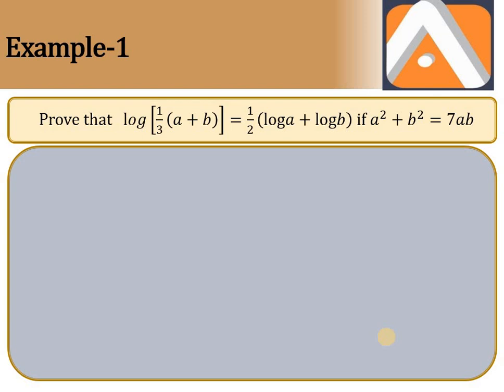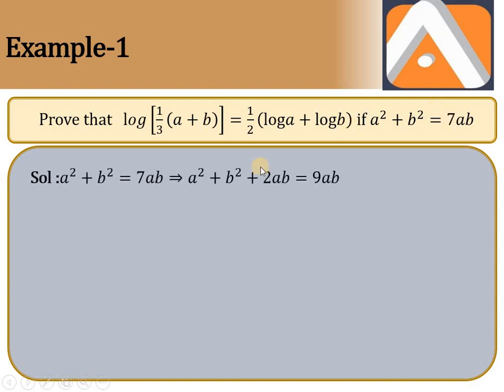They are asking to prove log of (a plus b) upon 3 is equal to 1 upon 2 into (log a plus log b). The given condition is a square plus b square is equal to 7ab. Okay. Now see here, they are asking to prove like this. So the given condition is this.